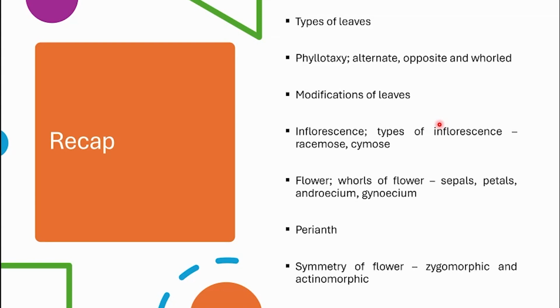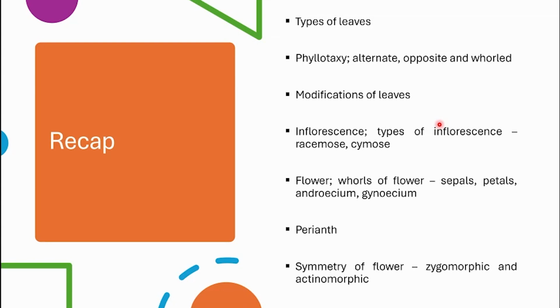Then we did study modifications of leaves as well, right? These included modifications such as tendril formation or thorns, or leaves that would support the plant, etc. Then we discussed inflorescence. Inflorescence was basically the pattern of arrangement of flowers in a plant, right? There were two types of inflorescence that we discussed. One was racemose, the other was cymose, right?